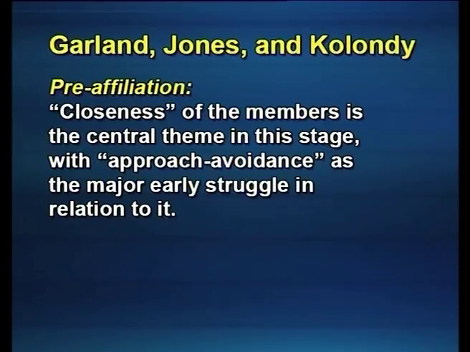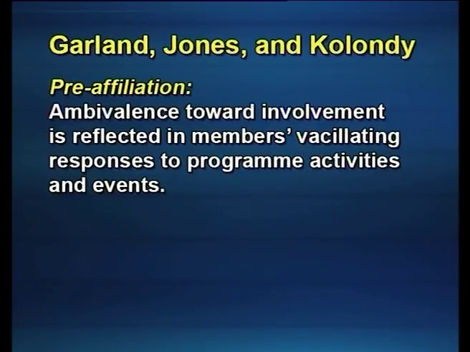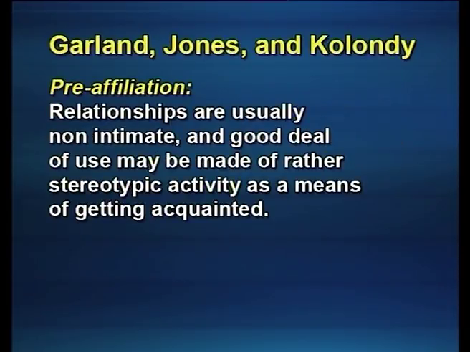The authors have identified the 5 stages in terms of the central theme characteristic of each. They are as follows. First, pre-affiliation. Closeness of the members is a central theme in this stage, with approach-avoidance as a major early struggle in relation to it. Ambivalence towards involvement is reflected in members' vacillating responses to program activities and events. Relationships are usually non-intimate, and a good deal of use may be made of rather stereotypic activity as a means of getting acquainted.